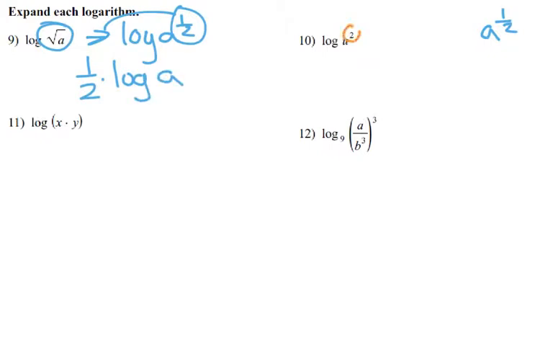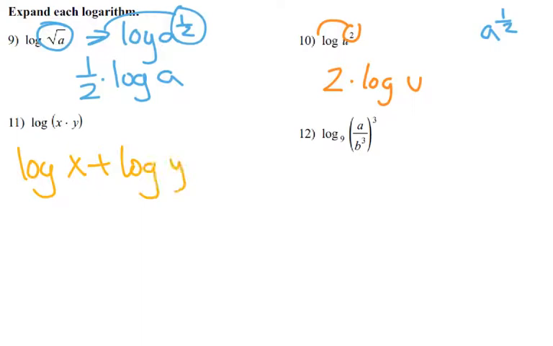Okay, 10, same idea. That 2 is going to jump down in front. So 2 times log base 10 of u. Now 11, log base 10 of x times y becomes log base 10 of x plus log base 10 of y. And number 12, now we've got a few things going on here, don't we?